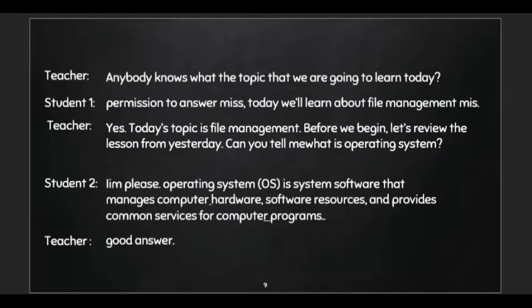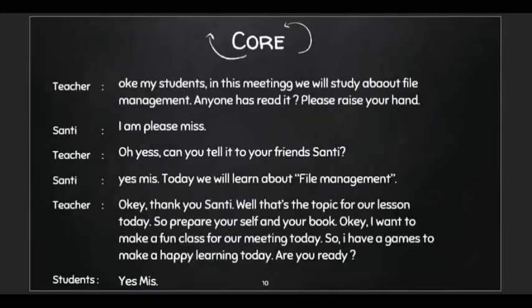Okay, the introduction or opening part contains greeting, checking attendance, and also review of the previous lesson. And next, we will start the core. Core is the content about the lesson or topic that the teacher will teach in the class. So the topic for that day will be taught by the teacher in this part.